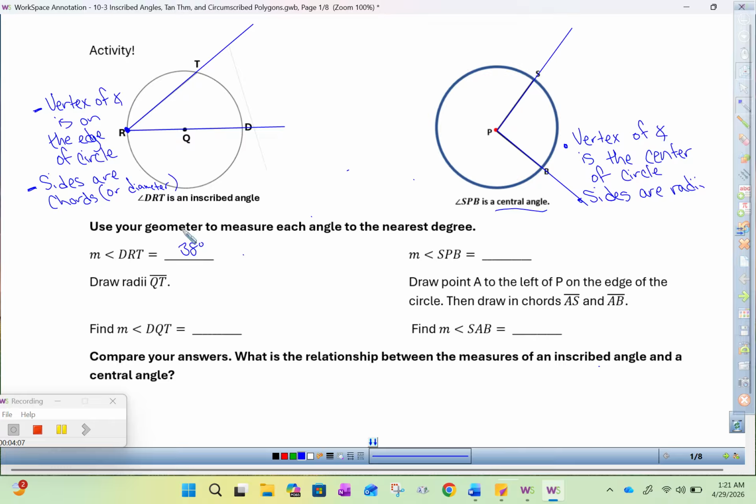Then it asks you to draw radius, there's only one, radius QT. So that was just connecting Q to T. And not going past, those are endpoints for a radius, cannot add arrows or go past the circle. And using that, we're supposed to find a new angle, DQT. Okay, so I'm going to change colors here and focus on the angle from D, then Q to T. Well, I thought I was going to change colors. Try that again.